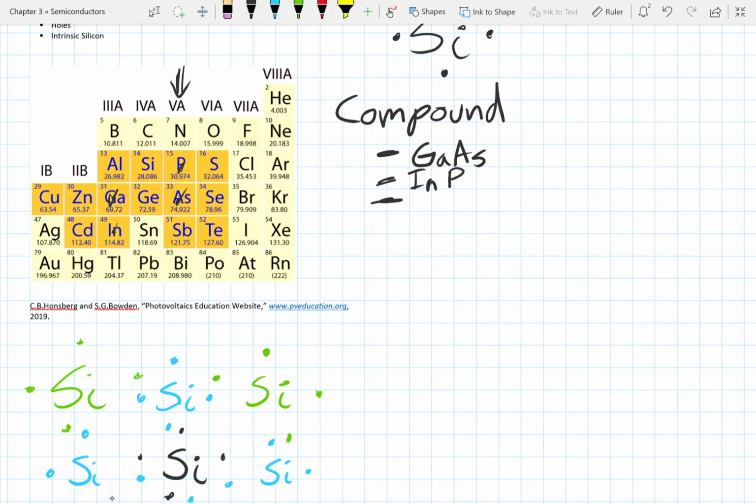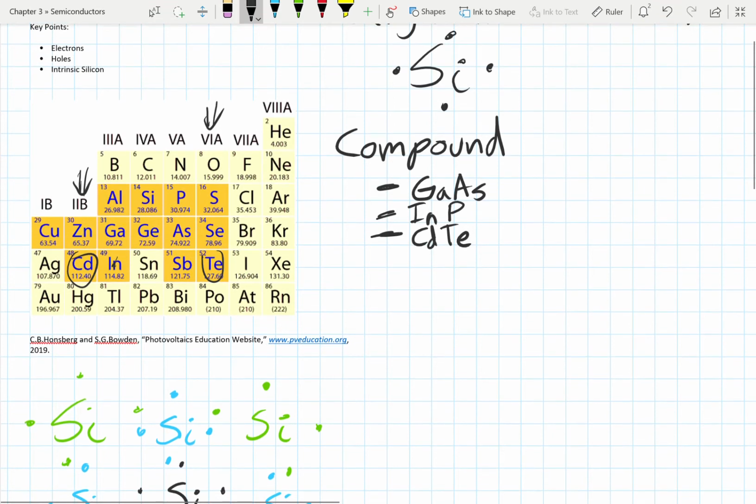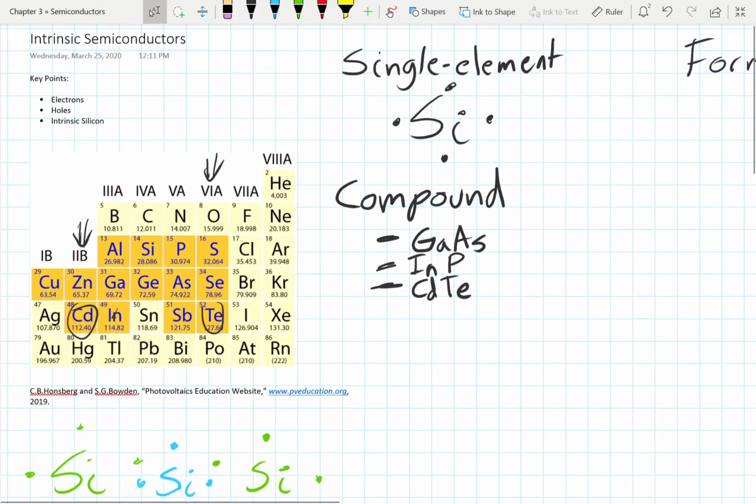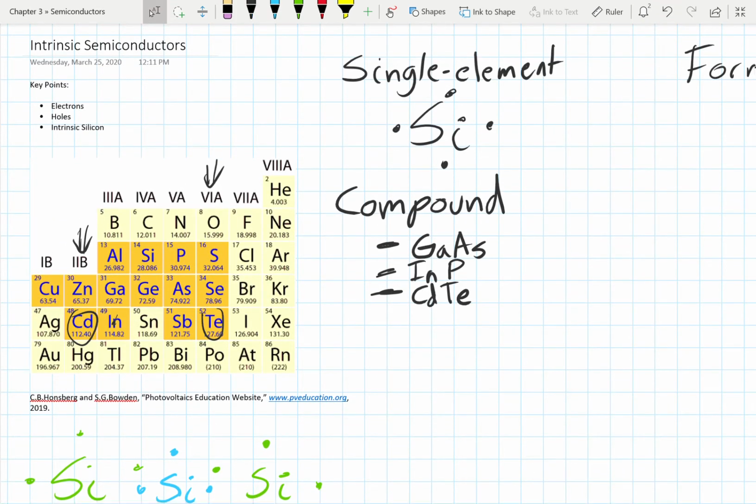Or you can also combine elements from group 2 right here and group 6. An example of that is cadmium telluride. So you have cadmium telluride right there. So these are your 2 types of semiconductors. And in this book, and I think in this chapter, we're just gonna focus on silicon, which is a single element semiconductor.